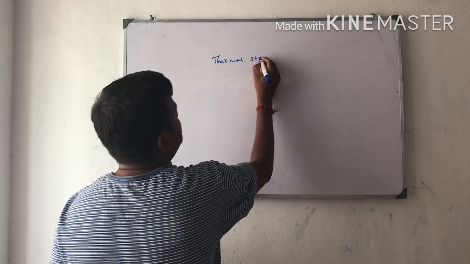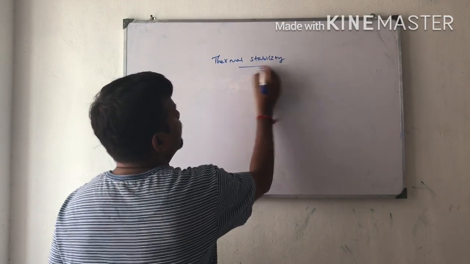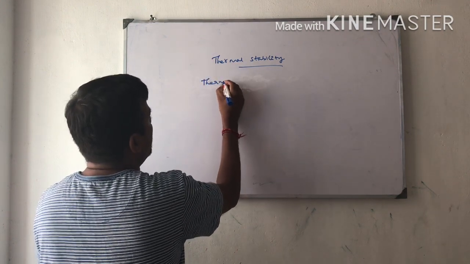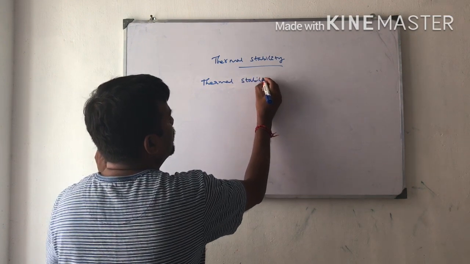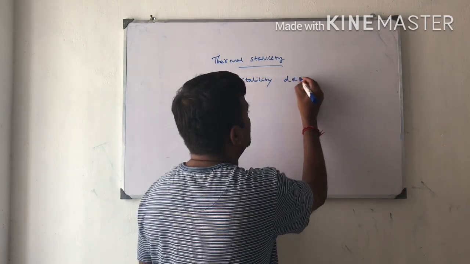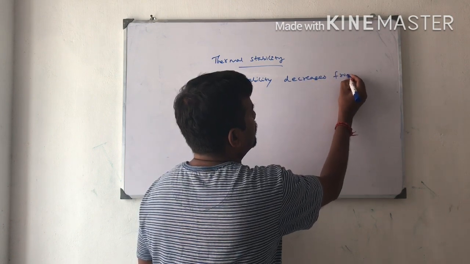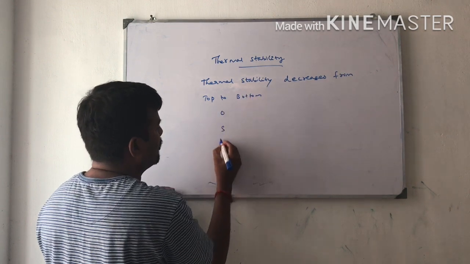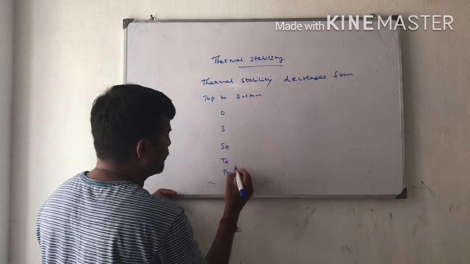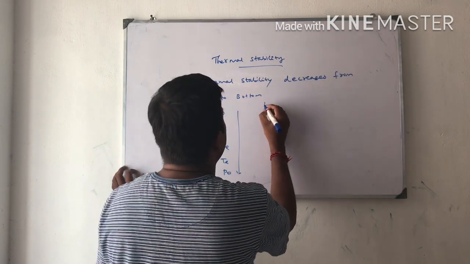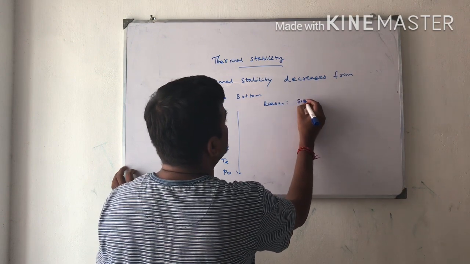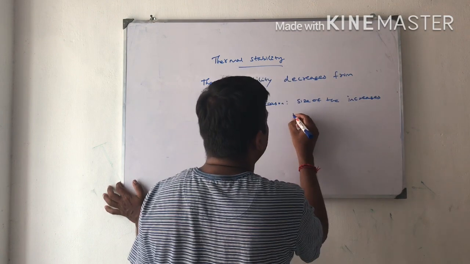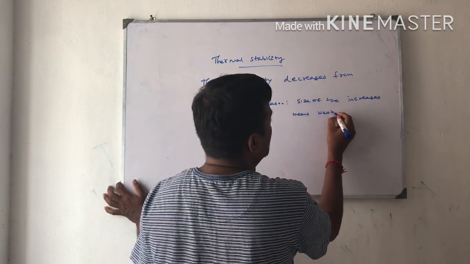Thermal stability decreases from top to bottom: oxygen, sulfur, selenium, tellurium, polonium. The reason is that the size of the atom increases, which means a weaker metal-hydrogen bond.